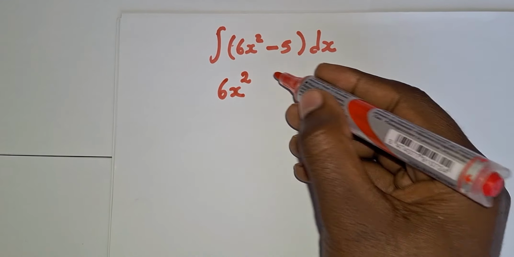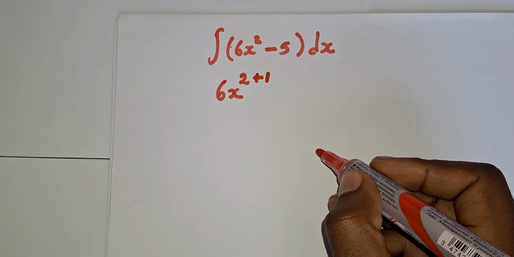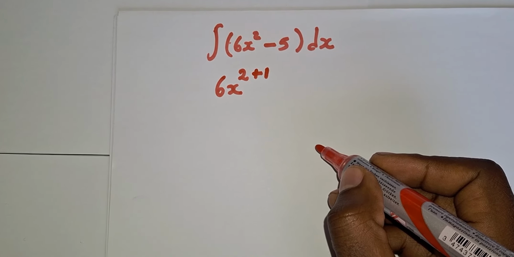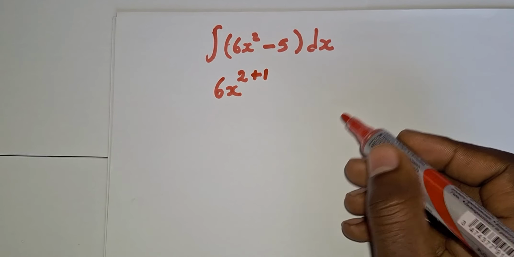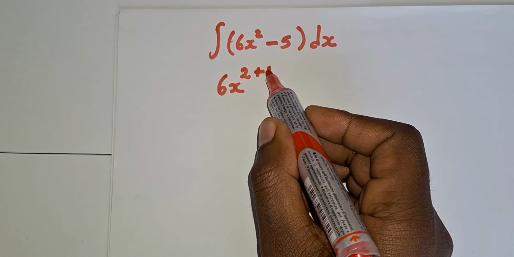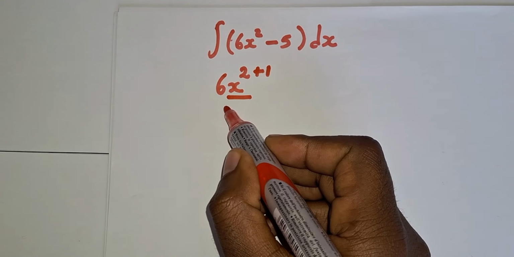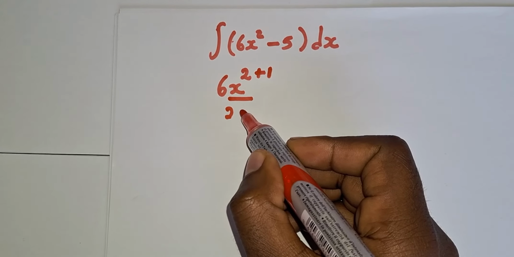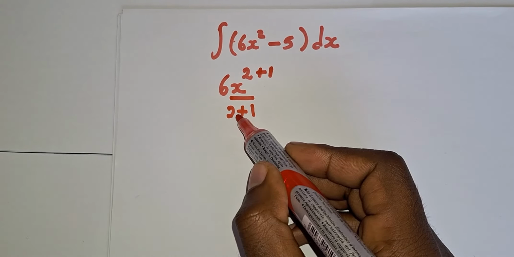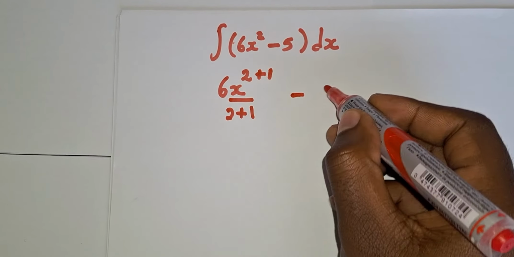To integrate, we always have to add 1 to the exponent. Whatever we do on the exponent, we have to always do in the denominator. Since the variable x has the power 2 plus 1, we have to make sure we have a denominator that is the same as the exponent, which is 2 plus 1. So whatever we do on the exponent, we make sure we do on the denominator, right? So we continue and say minus 5.